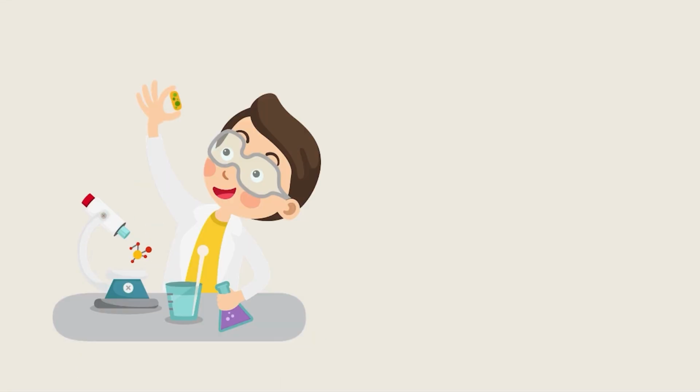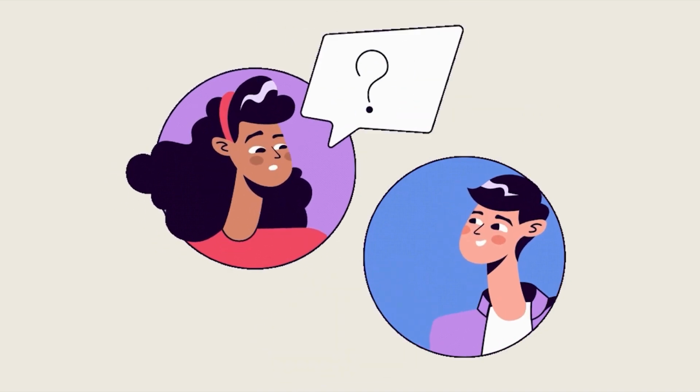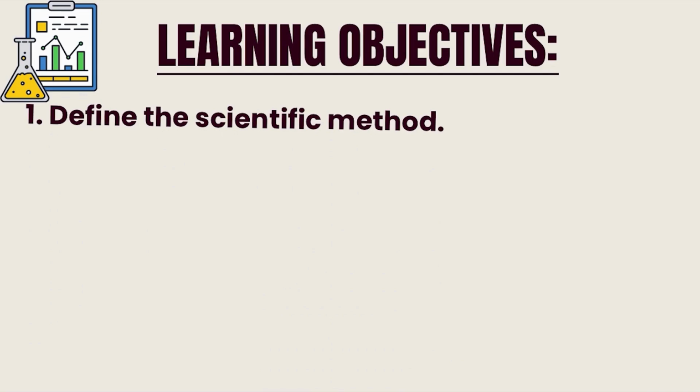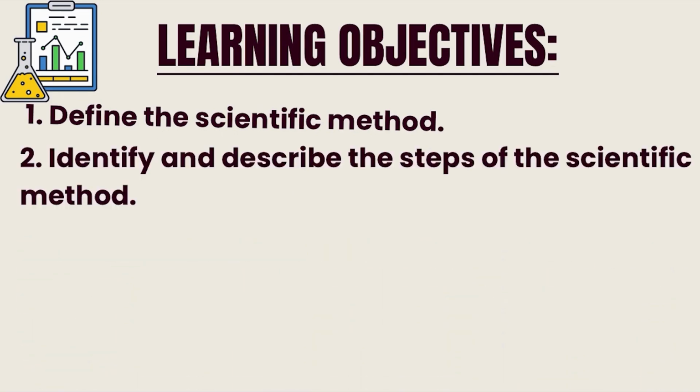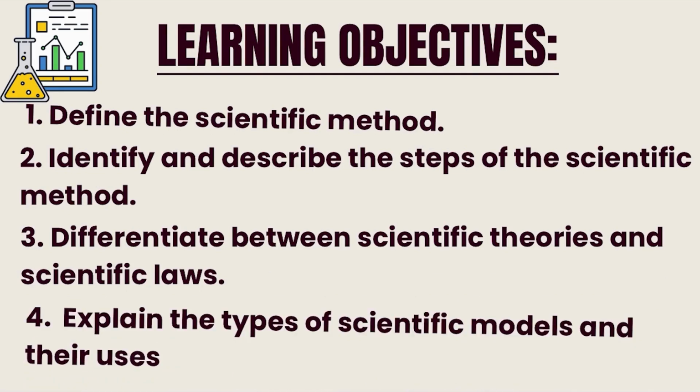Every scientific breakthrough, from vaccines to space travel, started with one thing: a question. The scientific method is how we turn questions into answers. By the end of this lesson, you should be able to define the scientific method, identify and describe the steps of the scientific method, differentiate between scientific theories and scientific laws, and explain the types of scientific models and their uses.